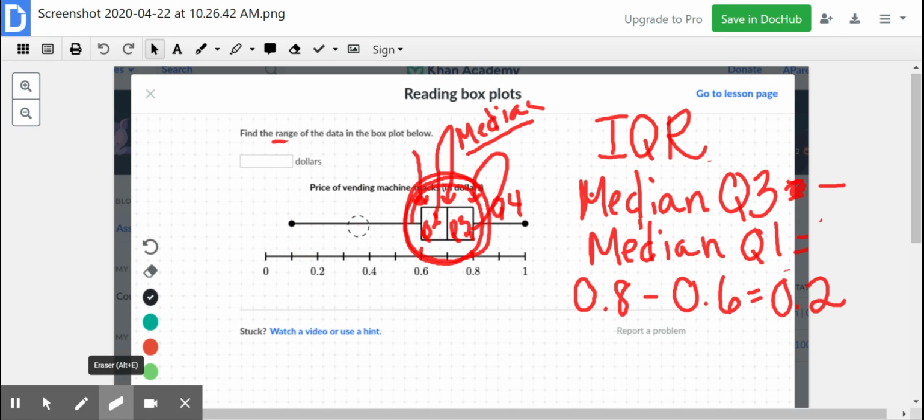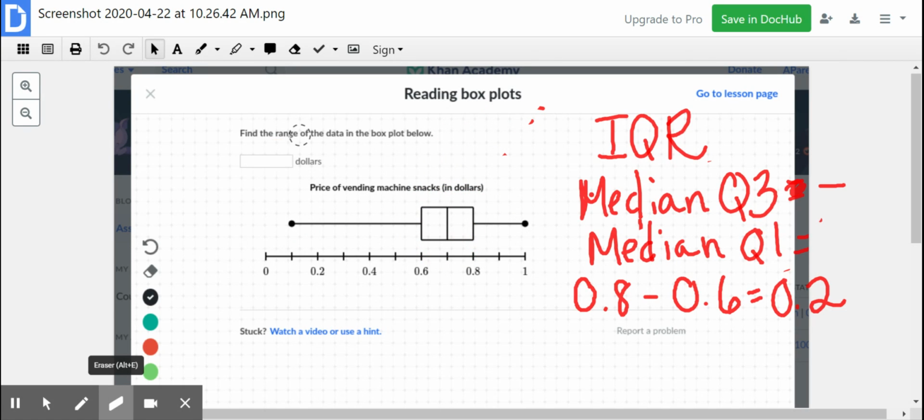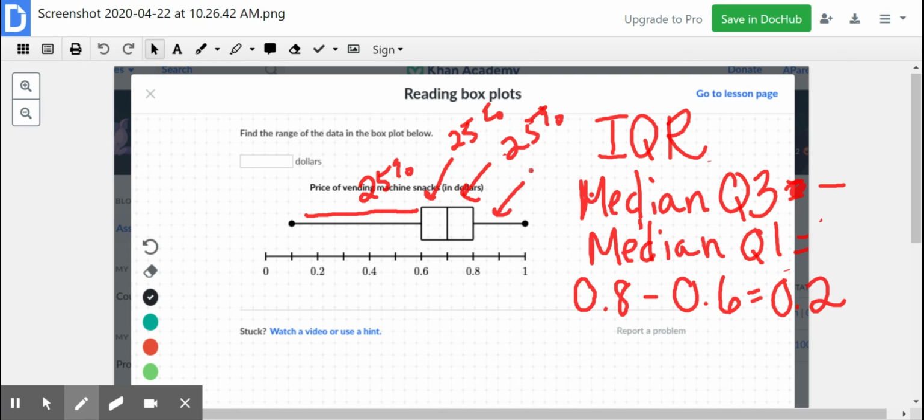Now, some people have asked if they can find the mean from reading a box plot. You cannot find the mean. I have no data set to go with. If there was a data set, then I could find the mean. But since there is not a data set, I cannot find the mean here. Also keep in mind that each one of these parts are 25% of my data. So 25% of my data is there, 25% of my data is here, 25% of my data is here, and 25% of my data is here.